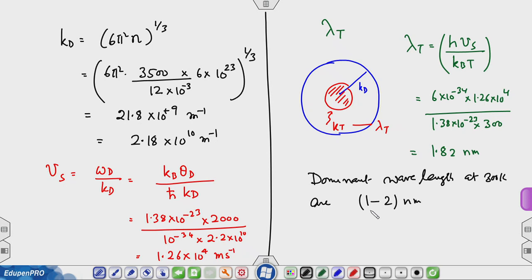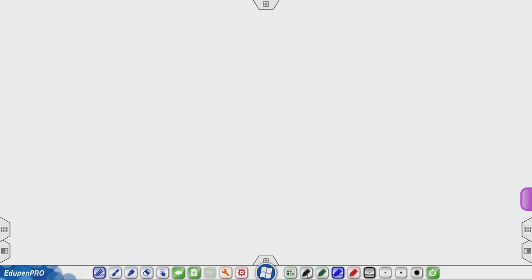So with these four problems, let me conclude. But before that, I want you to show also that lambda_T can be written as lambda_D times theta_D by T. So at temperatures lower than theta_D, it is longer and longer wavelengths that dominate, and this is what we used when we considered the scattering of phonons by impurities in a crystal. So with this, let me conclude the lecture.